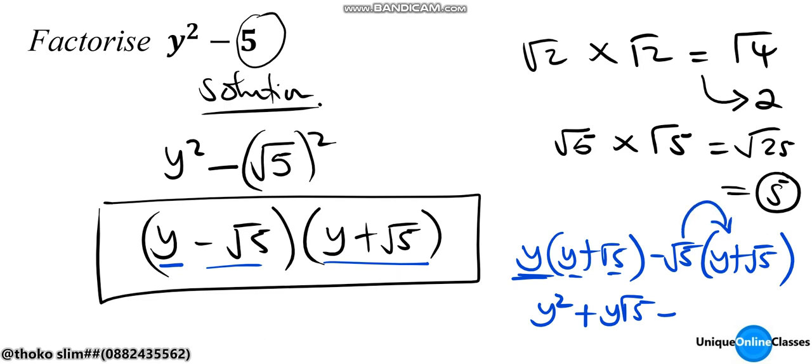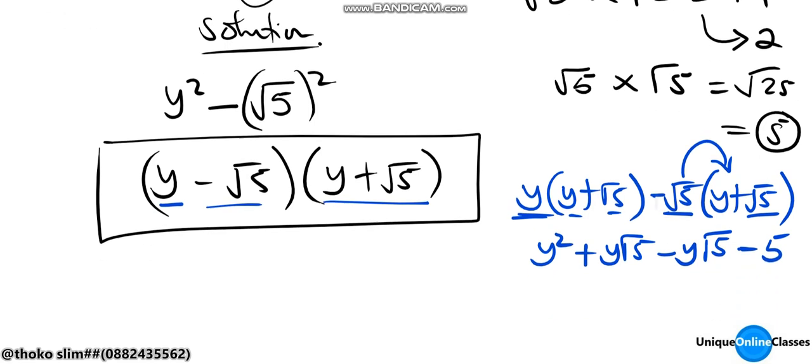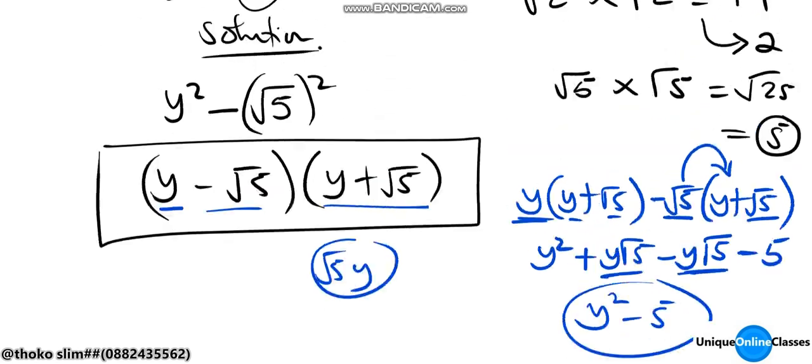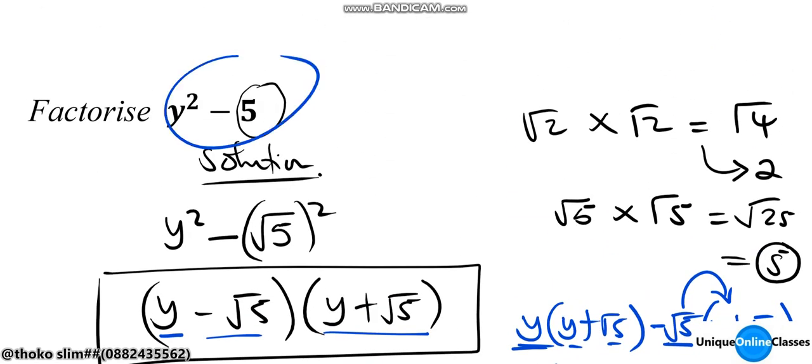The same applies here, you get negative 35y, and negative times positive is negative 35 times 35, which is 25, answer is 5. So if you combine like terms together, the negative 35y and positive 35y are not a problem. So if you subtract there, the answer will be 0, remaining with y squared minus 5, which is our question.